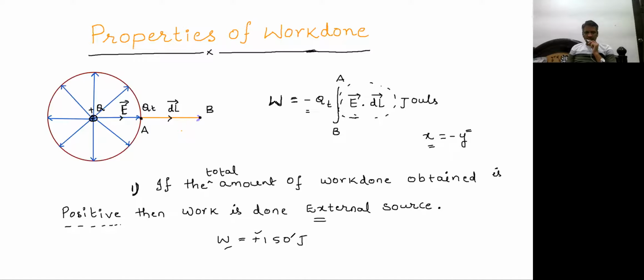Let us take an example with this particular diagram. This is a point where the charge is kept and the field is created. The circle indicates the electric field, but the field is not confined only to that circle; it will extend up to infinity.